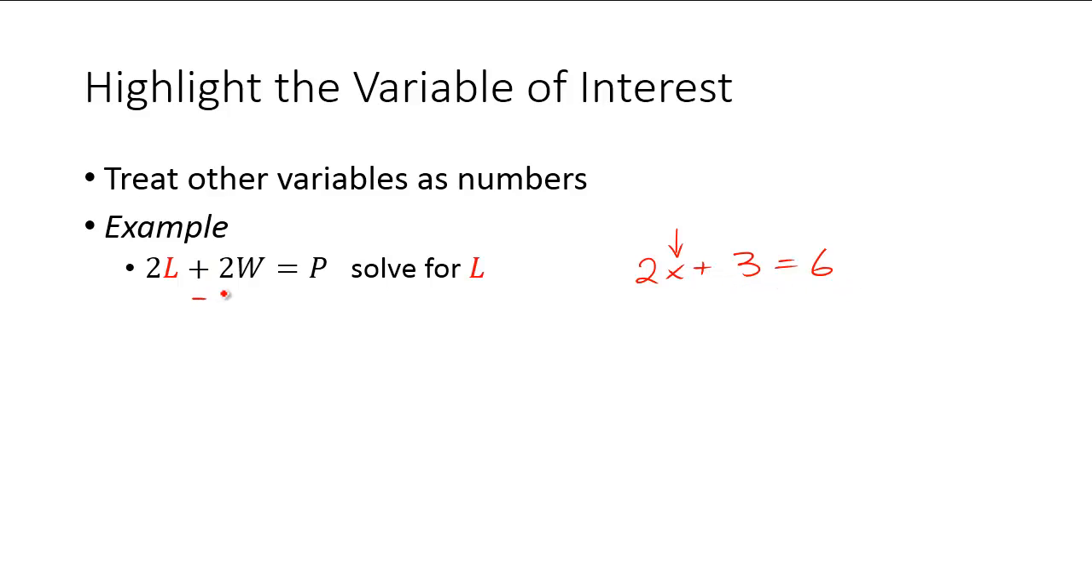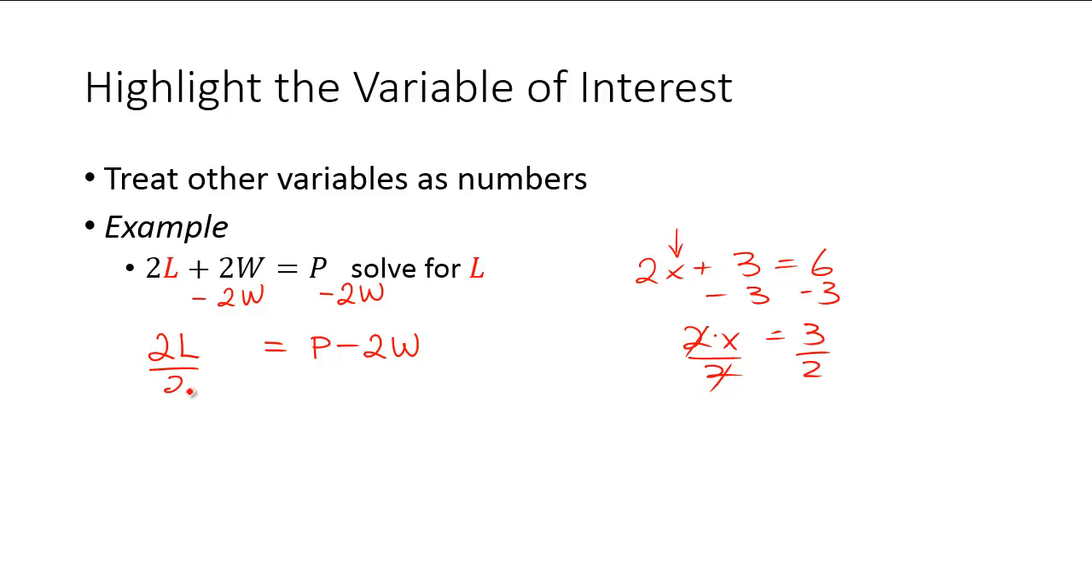So here we're going to subtract the 2W from both sides. That'll leave us with 2L equals P minus 2W. And then, once you've subtracted, what would you do? Well, you would divide by the coefficient of the variable, which in this case is 2, and you're dividing the entire thing by 2. That gives us L equals P minus 2W, all over 2.